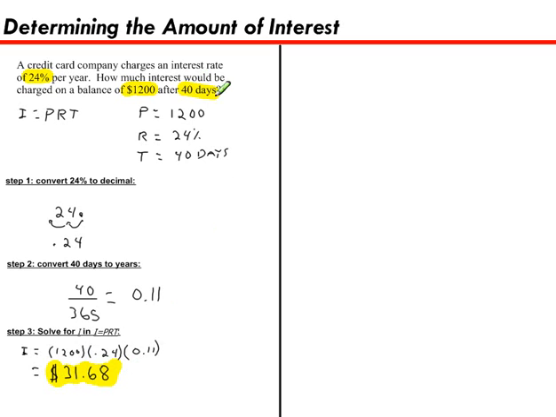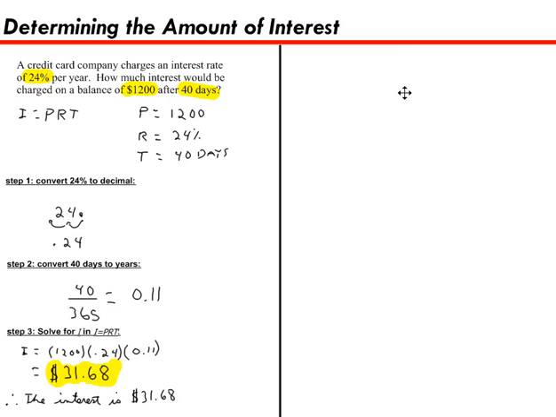So if left for 40 days, not only would this person have to pay the $1,200 on the balance, but they'd pay an additional penalty of $31.68. And finally, it's always good practice to add a concluding statement for any word problem. So my concluding statement just looks like this. Therefore, the interest is $31.68.